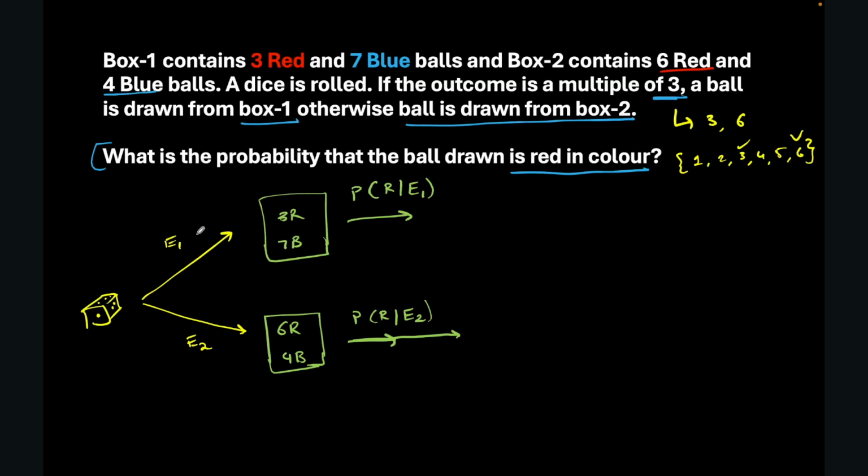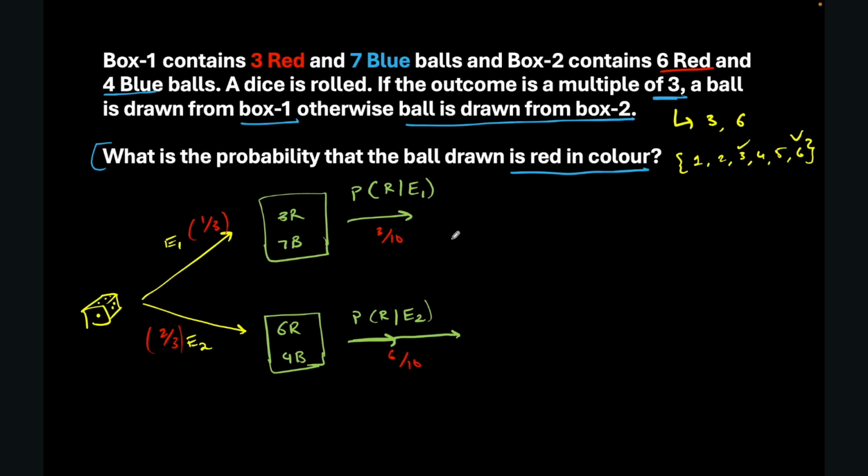What is the probability that event 1 occurs? Event 1 is the probability that a multiple of 3 is obtained. There are two options, so 2 out of 6. You can say that it's 1/3 and this is 2/3. Similarly, what is the probability that we get a red colored ball? That's 3 out of 10 right here, and it's 6 out of 10 right here.